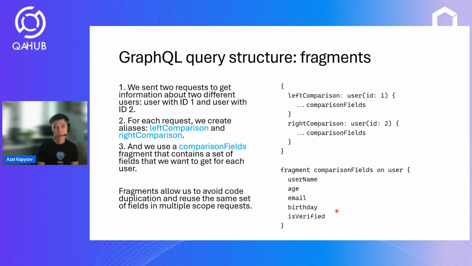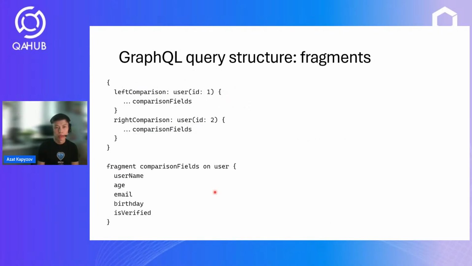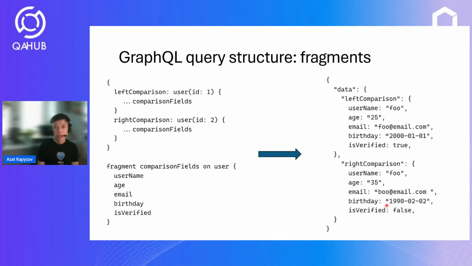multiple requests. So if we run this query, in response we will get something like this. We have two objects, left comparison and right comparison, and each of them contains data for two different users. But we specified these fields only once. So we can reuse it, and it helps us to avoid code duplication.